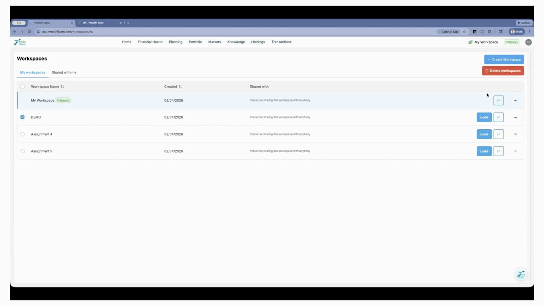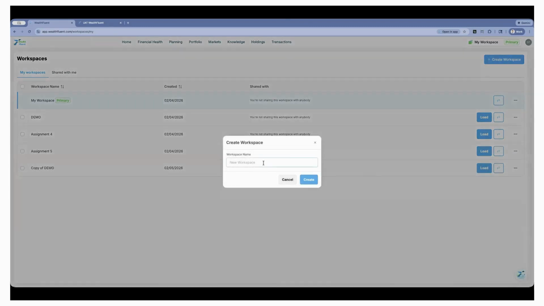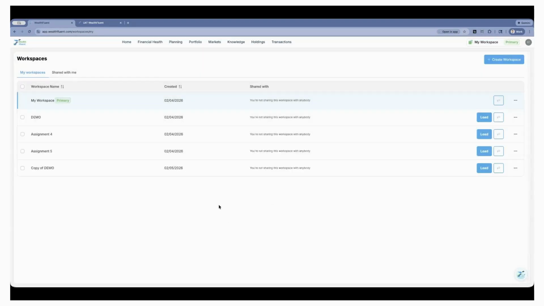So let's say you really like the demo one, but you want to try it with a different scenario, with a different plan. You actually have the ability to duplicate that workspace, and then you can make changes to the duplicate version of it. You also have the ability to create a blank workspace and start from there, and then enter in all the pieces about the person and add accounts.